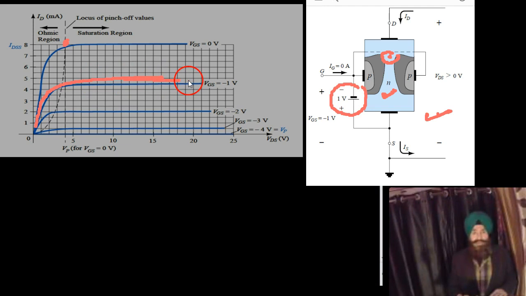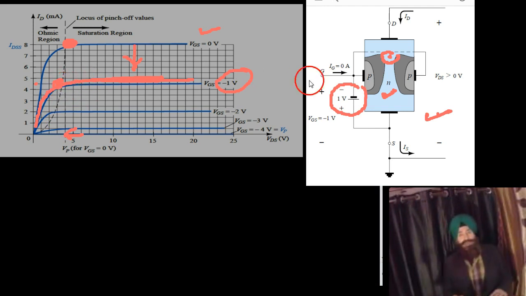So this curve is at -1 volt reverse biasing. Gate is at -1 reverse biasing. So what happened? This curve is similar to this, but the saturation current drops down from this value to this value. And secondly, when there was no gate voltage, the pinch off voltage was here. Now it comes to this point, at the less drain source voltage. The channel is pinched off at lesser drain source voltage.